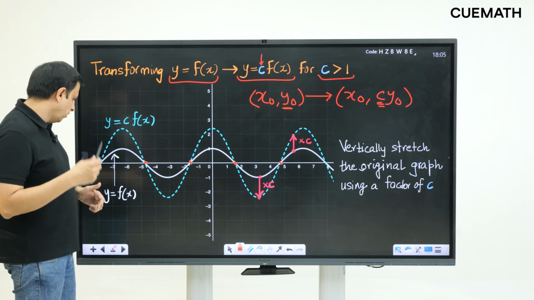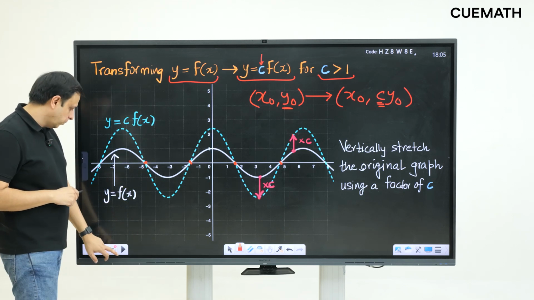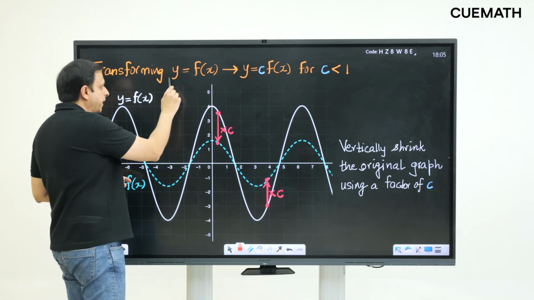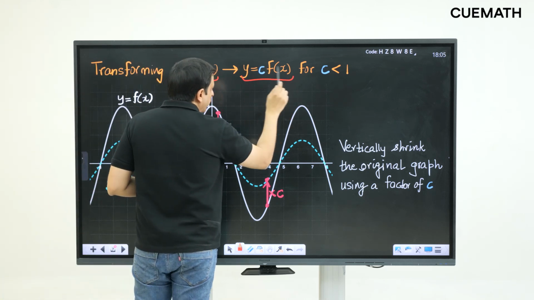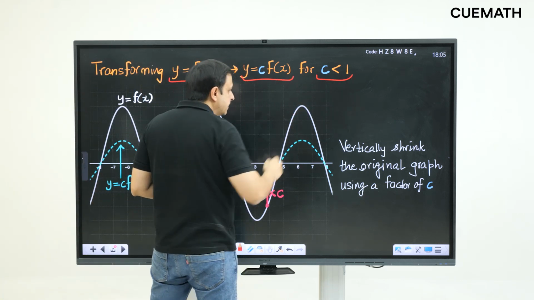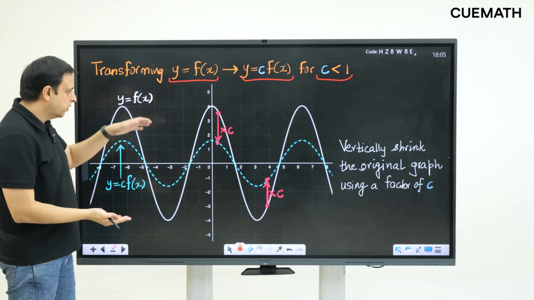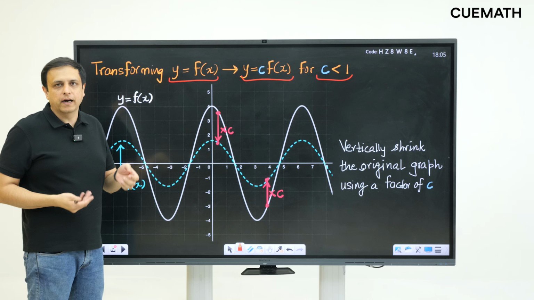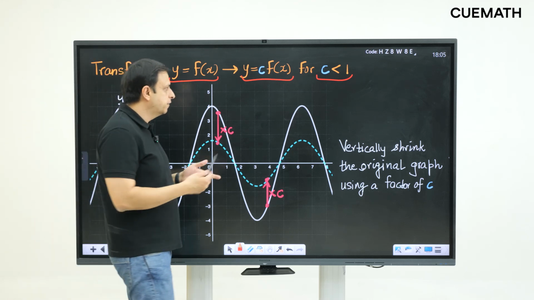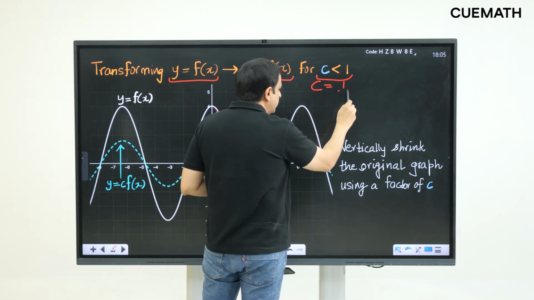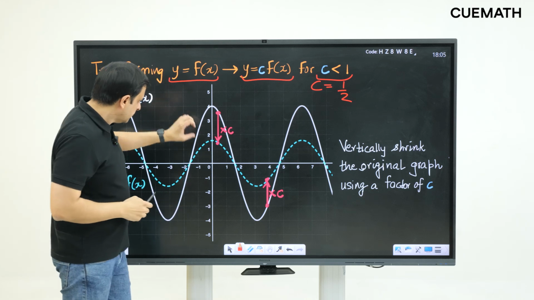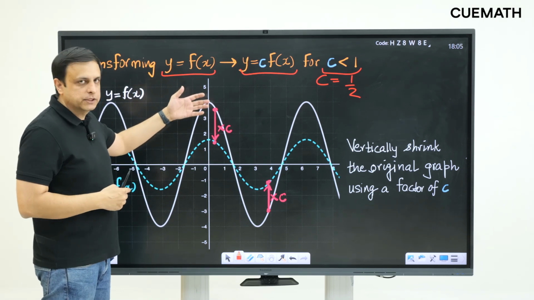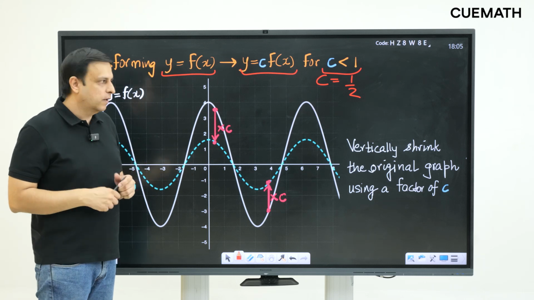So, that is the case for multiplying with a constant greater than 1, and similarly, if you have to transform f of x to c f of x where c is less than 1, then what do you do? You take the original function or the original graph and vertically shrink it using a factor of c. So, if c is, let us say, half, then your new function will be the original function scaled by a factor of half.